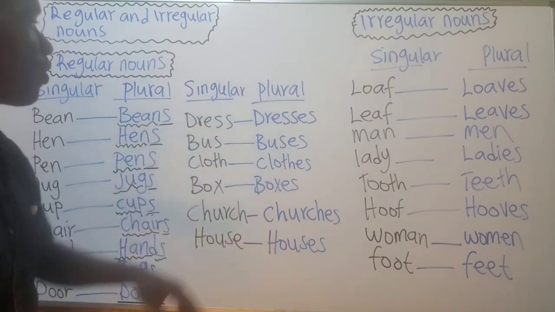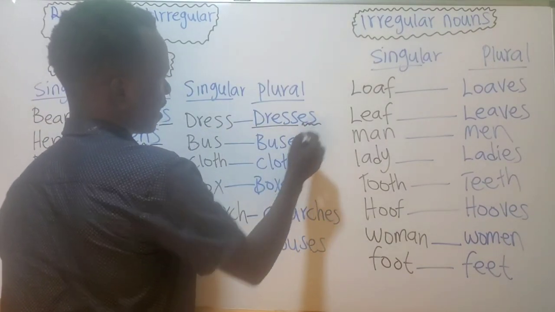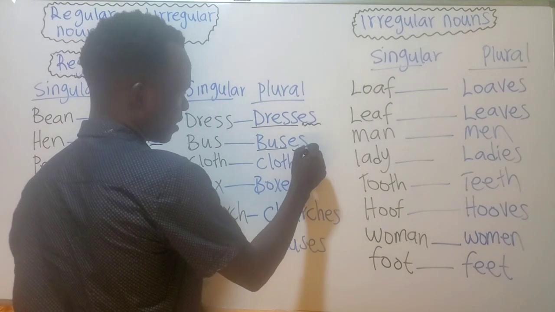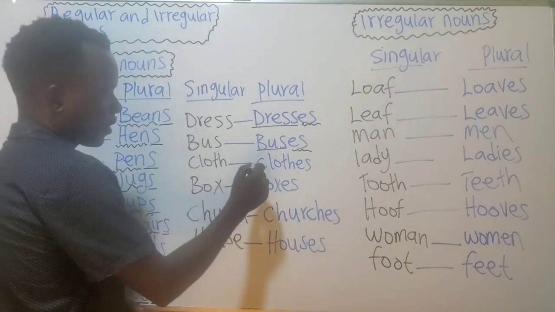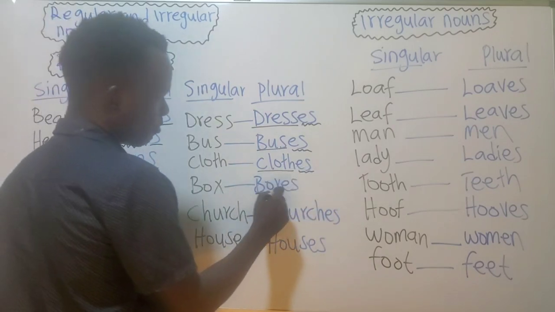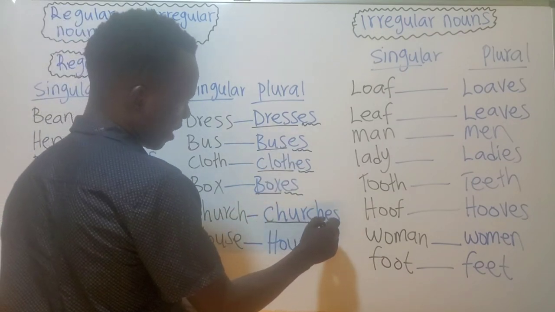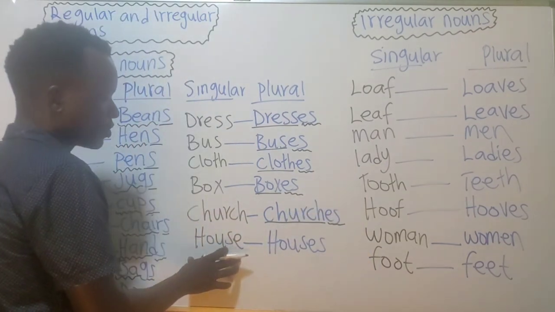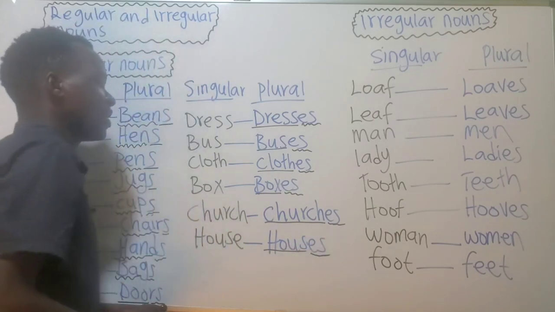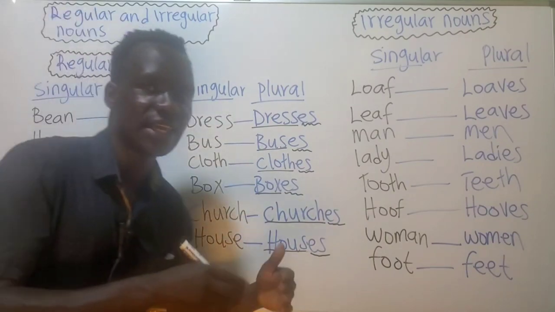You have singular and plural. Dress, dress remains, then you add ES, okay? Bus, bus remains, then you add ES. Cloth, cloth remains, and then you add ES. Box, box remains, then you add ES. Church, church remains, and then you add ES. House, house remains, okay? Then you add your ES. You can see this one takes S, this one takes ES at the end.